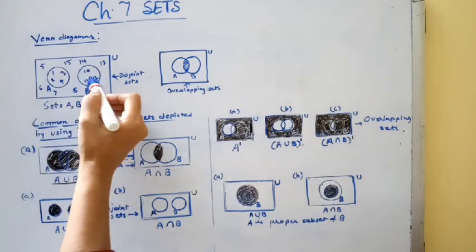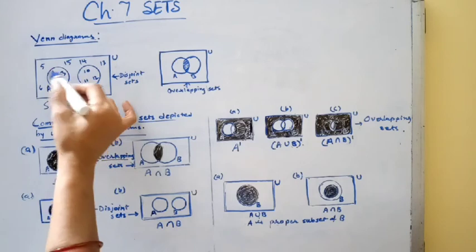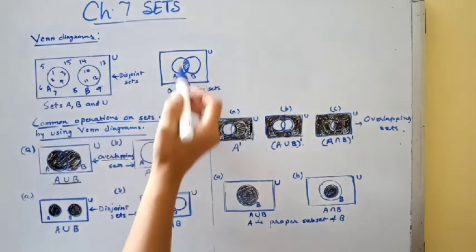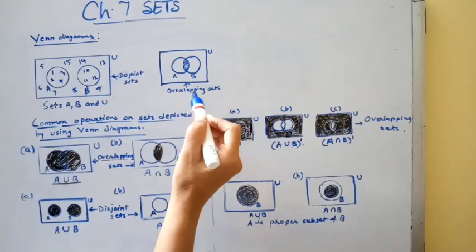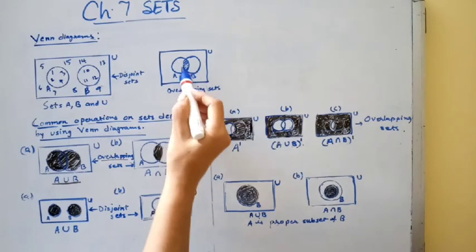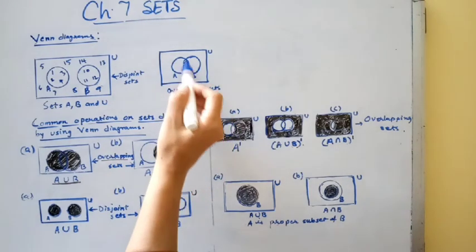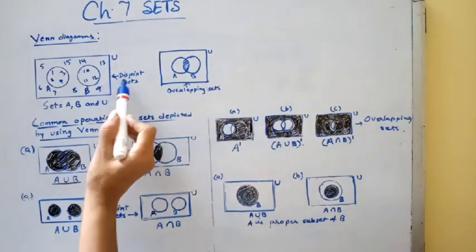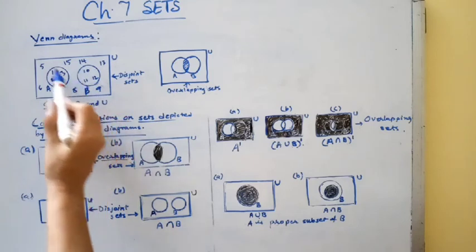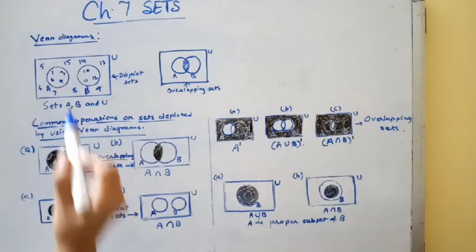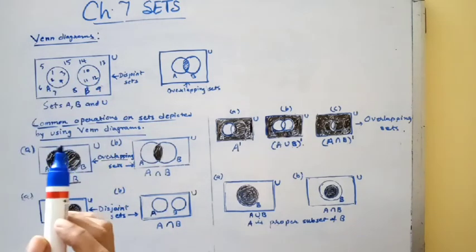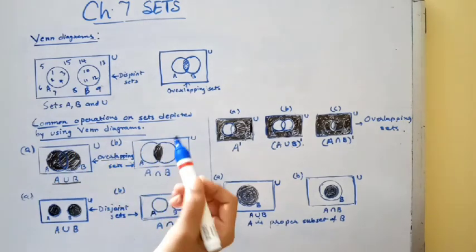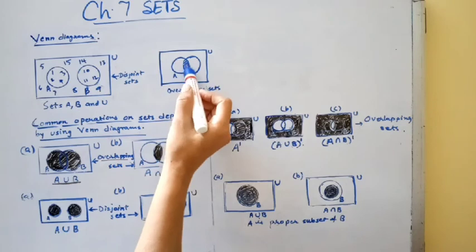Elements of different sets are written inside their respective circles. Overlapping sets are represented by intersecting circles. These two circles intersect each other, and disjoint sets are represented by non-intersecting circles. Operations on sets are shown by shaded portions.